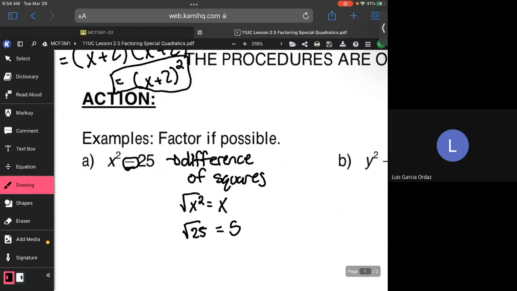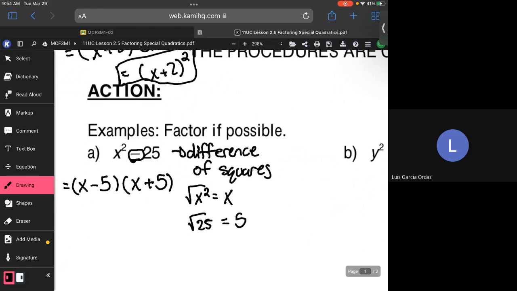So we're going to write both brackets. One is going to have a minus, one's going to have a plus. What did we say the square root of x squared was? X. So the first term of each bracket is going to be x. What was the square root of 25? 5. So my last one is going to be 5. So we have x minus 5 times x plus 5. So that's as easy as it gets.